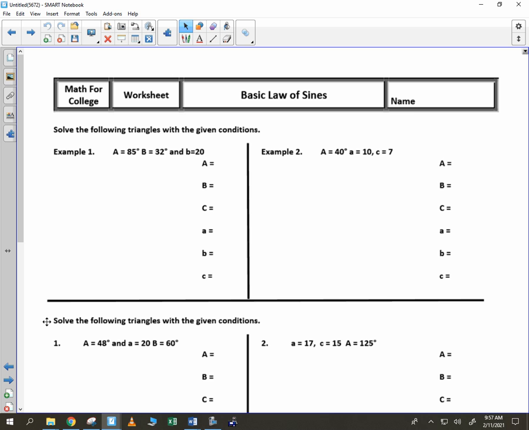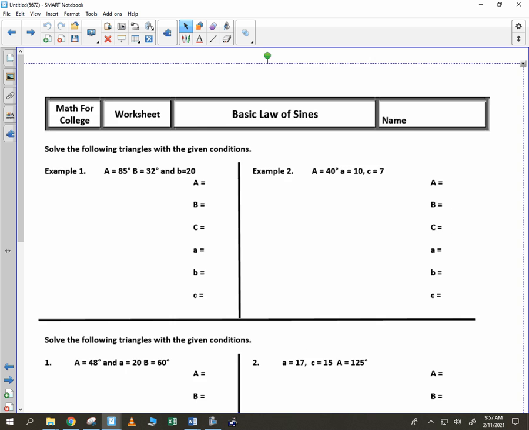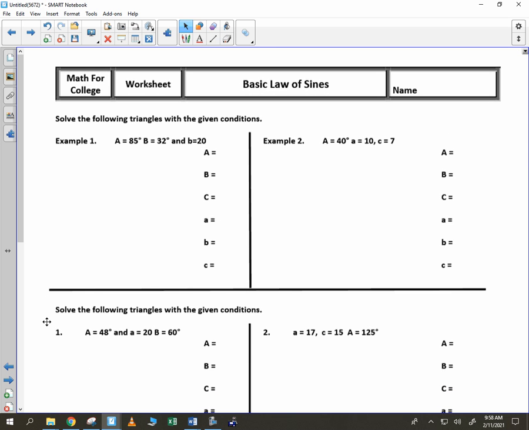Here we are, the basics of the law of sines. We start by just drawing a triangle, and it doesn't matter where you put A, B, or C. A is 85 degrees, B is 32 degrees. And it says side B is 20. Make sure that you label the triangle appropriately. I think we've all kind of gone through that part of labeling it.